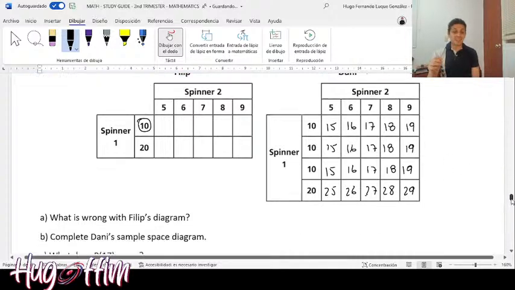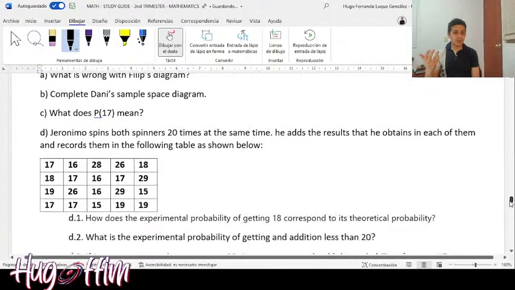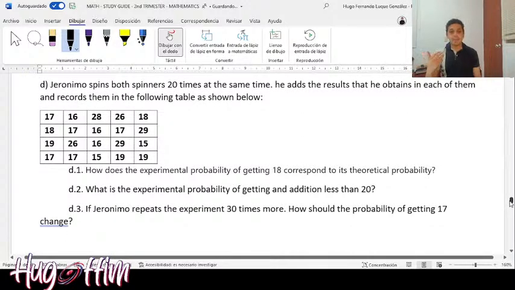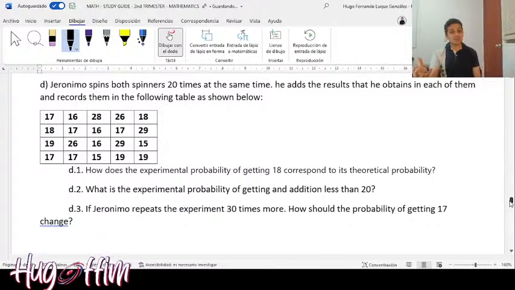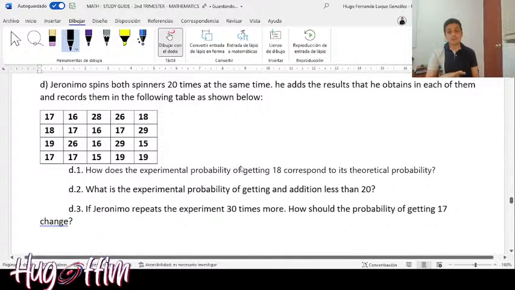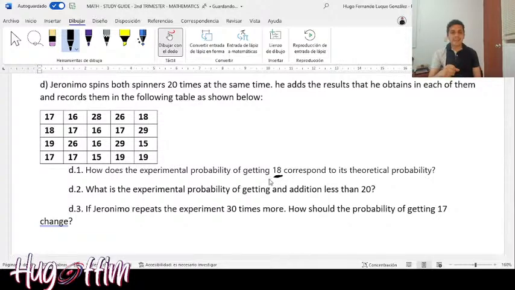Now the question that they want me to answer says that Geronimo spins both spinners 20 times at the same time. He adds the results and records the numbers. And we want to know what happened to the theoretical probability and the experimental probability. So you can see here that it's spun 20 times, and you want to know what happened to the probability of getting 18.